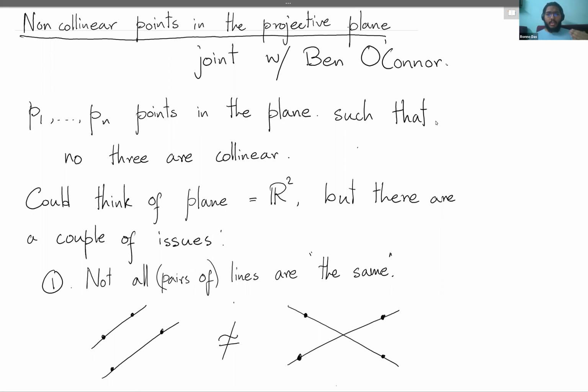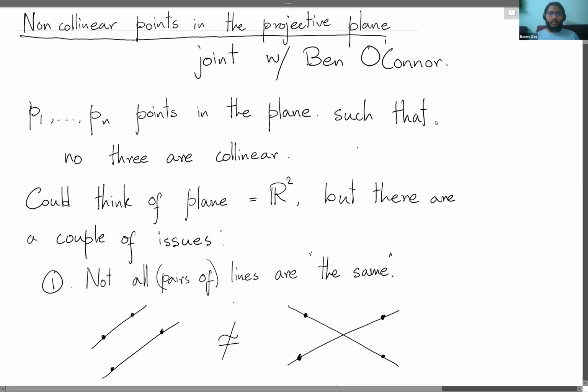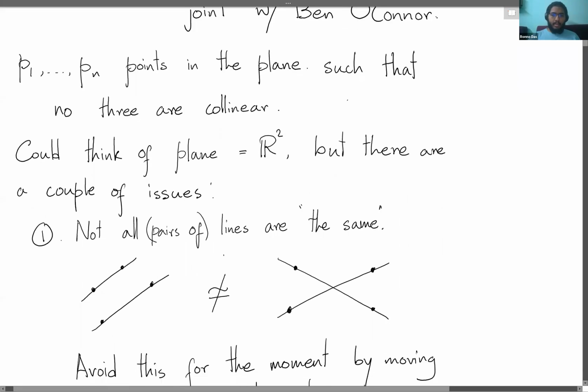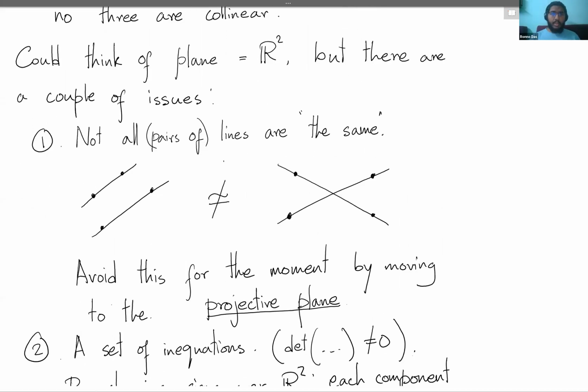Now there's a couple of points about what plane I'm looking at. We could start with the real plane, but there are a couple of issues here. One is that in just the real plane, we have this issue of parallel lines versus non-parallel lines, and that's going to cause problems in the combinatorics. The fix for that is to pass to the projective plane. Then all pairs of lines are the same. There are no parallel lines.